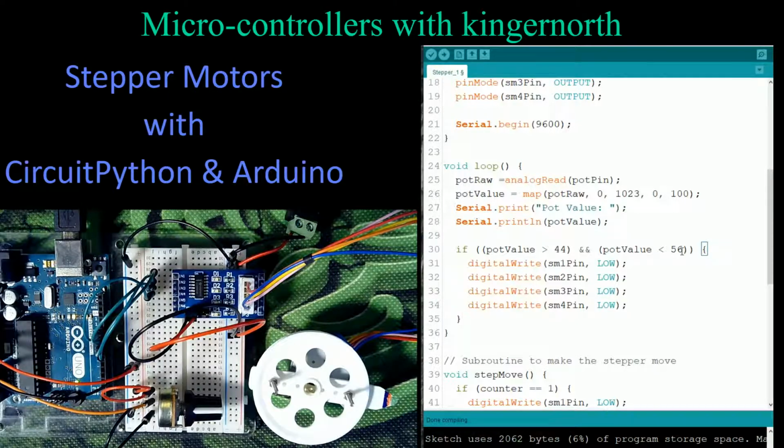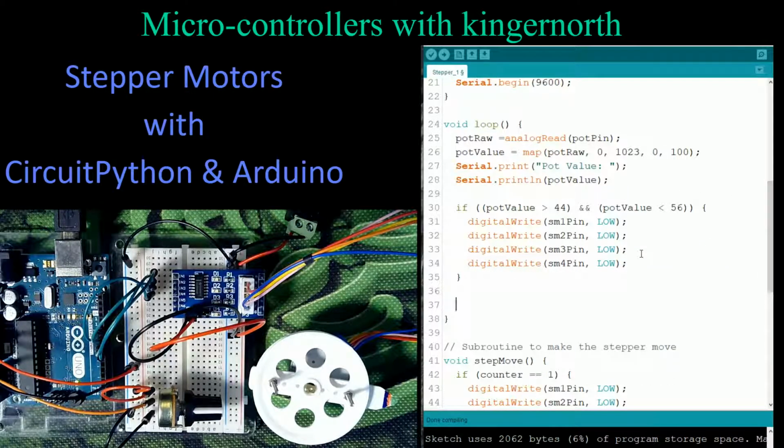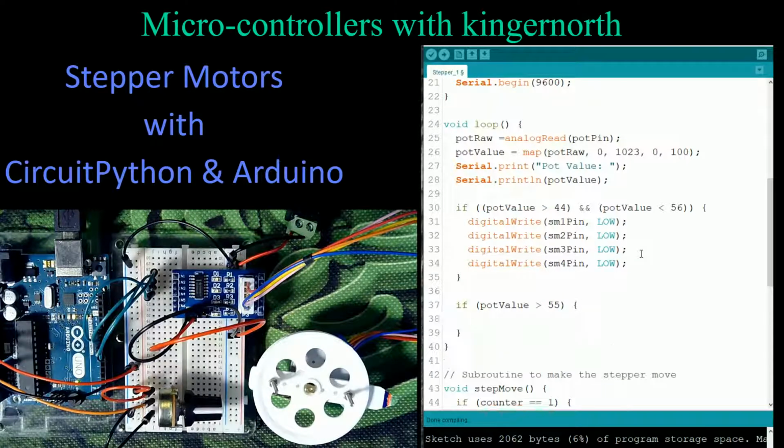Now what we need to do is, what if it's not within those values? Well, let's create some samples to figure out what's going to happen here. So if, and in this case, we're going to say pot value is greater than 55. So in other words, when it's 56 or more, and we know it can only go up to 100, we're going to do something here. So we're going to create this if statement. So this is when we want to turn clockwise.